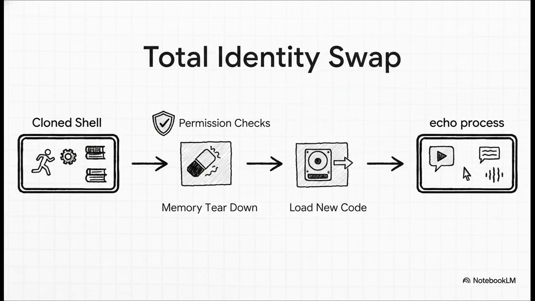First, it checks, are you even allowed to run this? Security first. Then, it tears down the old memory space of the shell clone. It loads the actual code for the echo program right off the hard drive, sets up a fresh new workspace for it, puts the hello argument in there, and finally points the CPU right at the first instruction of the echo program and says, action.